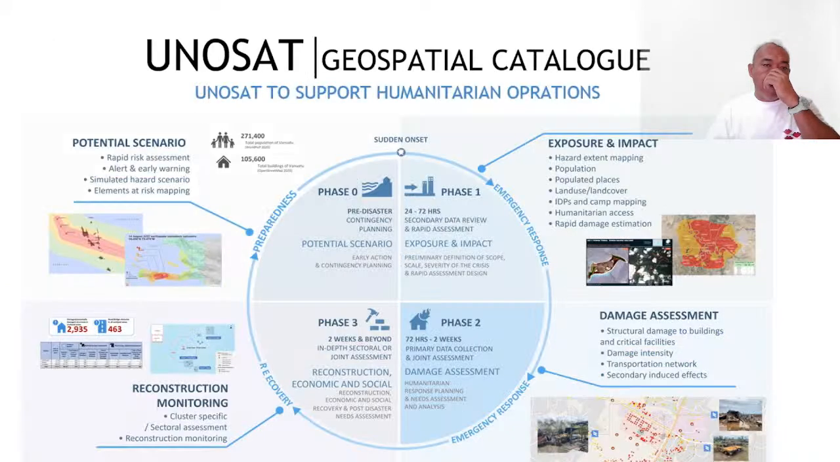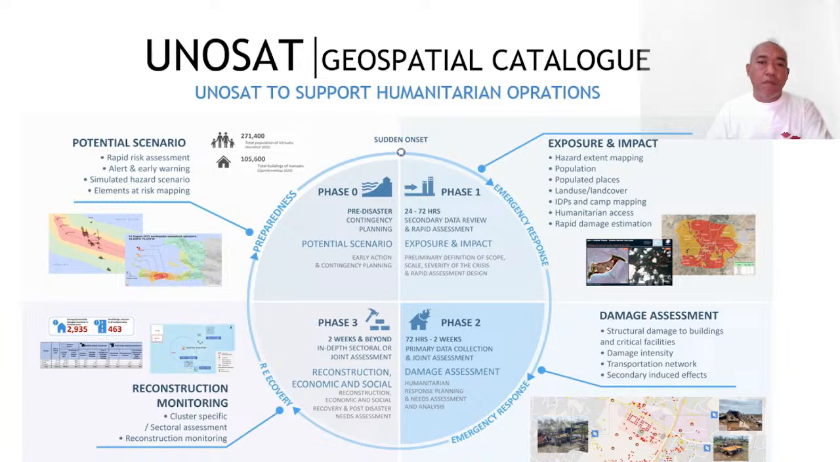In the sudden onset of a natural disaster, the UNISAT Geospatial Catalog offers a predictable mechanism which provides a full range of products to supply the humanitarian community with timely and reliable information based on satellite imagery analysis for humanitarian and developmental operations. The graph shows the different satellite imagery-derived products throughout each phase.